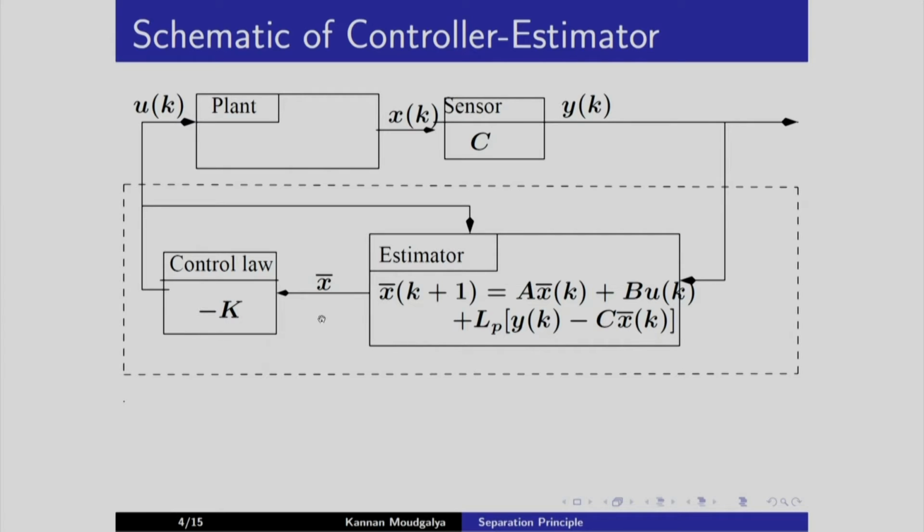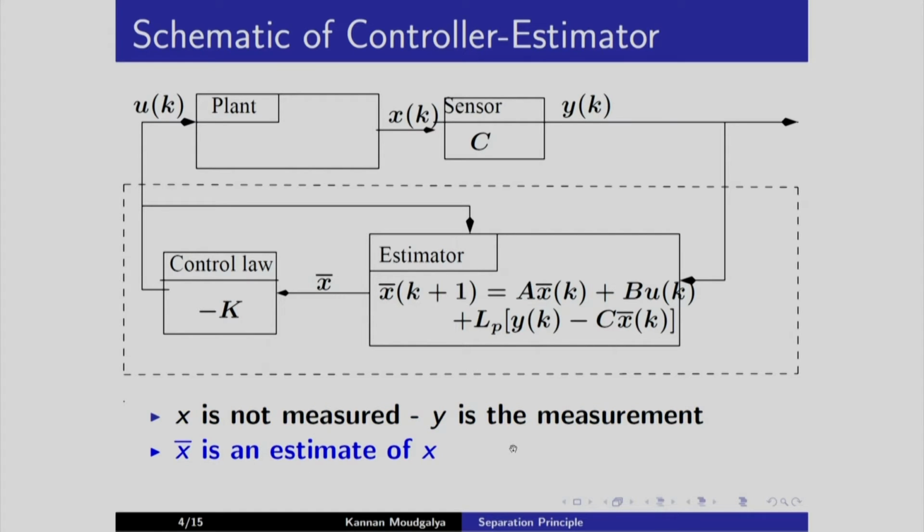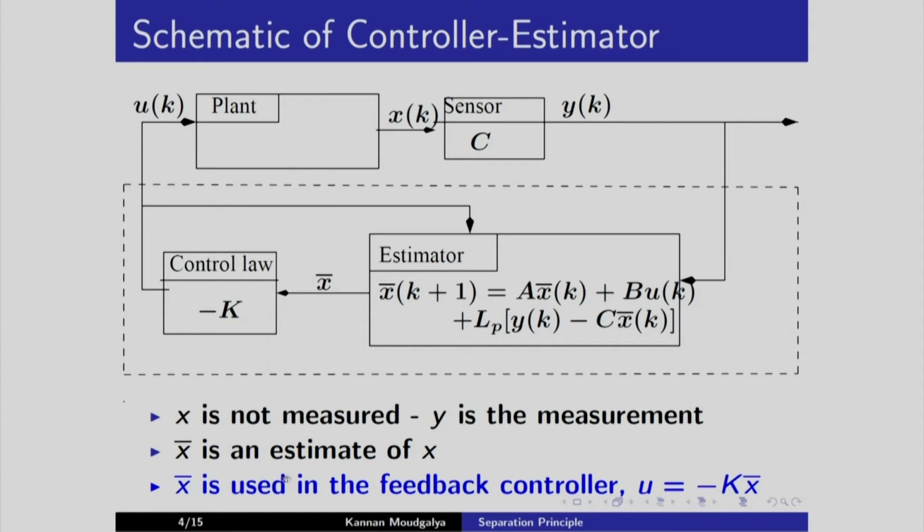Our feedback control law is known as K, u equals minus Kx, but in the place of x we put x bar, and that is u. So this is the controller estimator combination. X is not measured, Y is the measurement, x bar is an estimate of x, and x bar is used in the feedback controller, u equals minus K x bar.